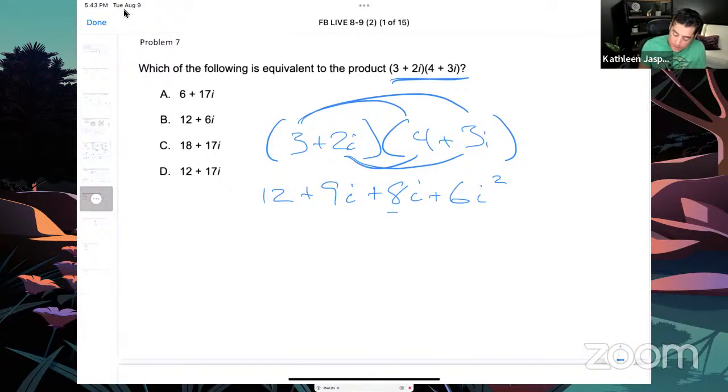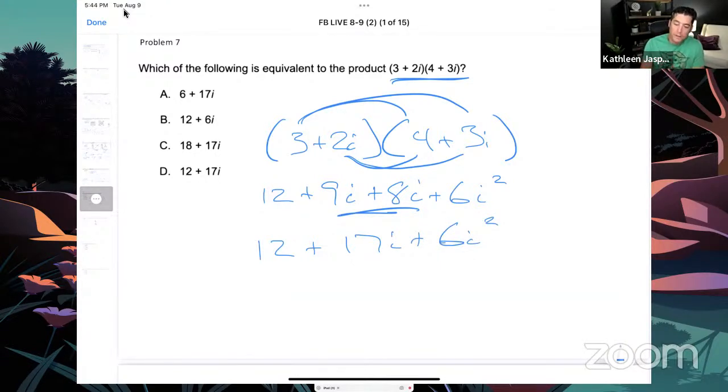I see that I have 9i and 8i. i squared, remember, is not the same as regular i. So I have 12 plus, and 9 plus 8 is equal to 17. So 17 i's here plus 6i squared.